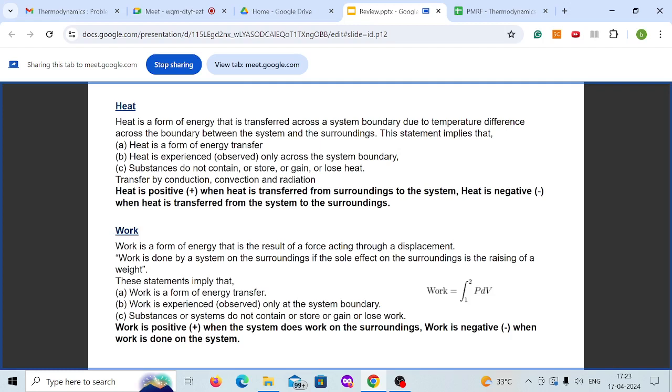Then comes work. Work is a form of energy that is the result of a force acting through a displacement. In general, in thermodynamic study we say work is done by the system on the surrounding if the sole effect on the surrounding is the raising of a weight. So whatever the form, we equate that to a system which is equivalent to raising a weight.